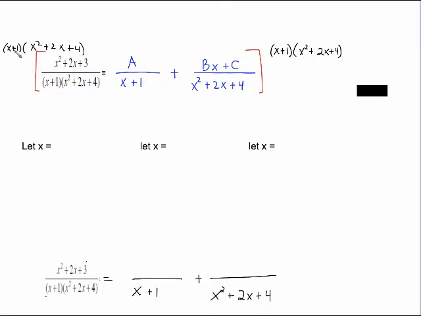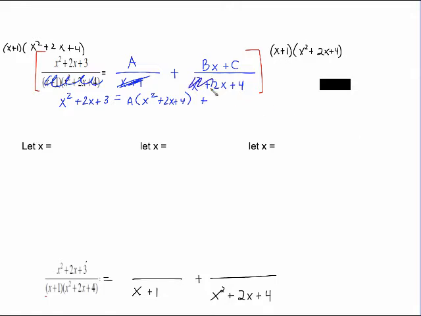When I multiply this side by this denominator, all of this goes away, and I just get x squared plus 2x plus 3. And over here, I will move this over the x plus 1 because I cancel the x plus 1 out with that I've covered up. And this is a times x squared plus 2x plus 4 plus. The next thing is to multiply this by this denominator, which makes this go away. So that leaves me bx plus c, and you need to remember to put that in parentheses because that is a binomial numerator. It needs to be in parentheses times x plus 1.